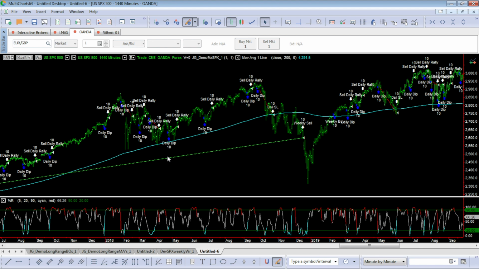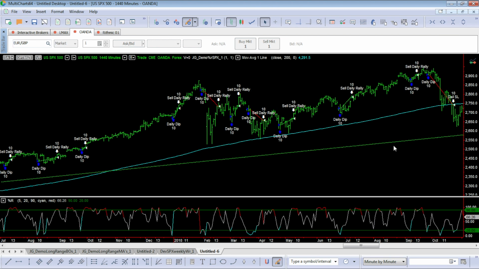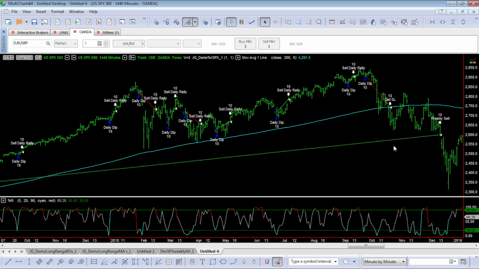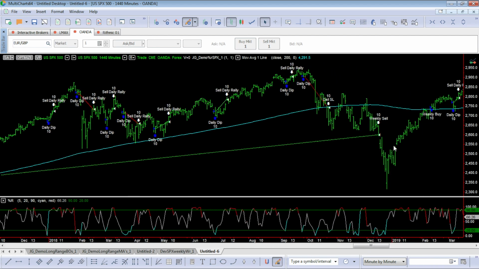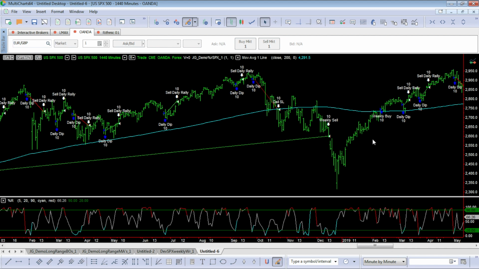this represents a winning trade from the weekly strategy. And I've actually got here where the exit is. I've got a weekly sell, so I'm selling 10 contracts from that weekly entry. And let me zoom in slightly so we can see it better. Ignoring the cyan line because we're looking at the daily chart, this is the 200 period moving average.